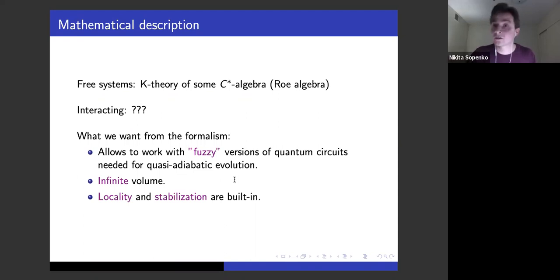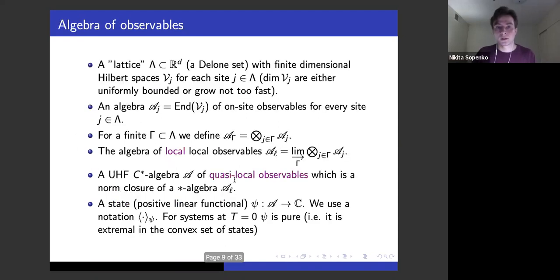Which is basically just an application of methods of quantum statistical mechanics. So yeah, now I'll try to be more precise. What we mean by our system is that we have some lattice, which is a Delaunay set, so that it is uniformly filling our space and we don't have any accumulation points. And we'll be assuming that at each site we have some finite dimensional Hilbert space. We can consider uniformly bounded dimensions of this Hilbert space, but some of the results are also applicable when dimensions of the spaces don't grow too fast.